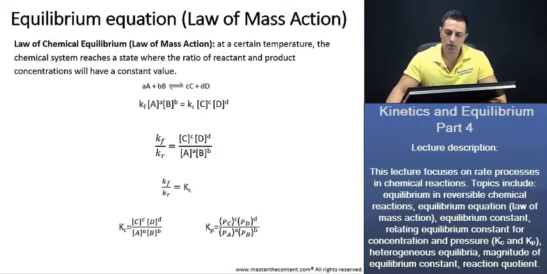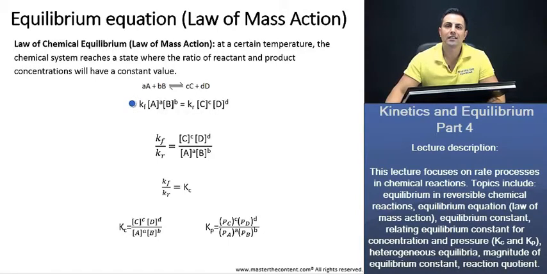The equilibrium equation, law of mass action. Just a reiteration of what we just said: the law of chemical equilibrium, the law of mass action. At a certain temperature, the chemical system reaches a state where the ratio of reactant and product concentrations will have a constant value. And at that point, what's given is the equilibrium constant, as we will see. So at equilibrium, when the forward reaction is equal to the reverse reaction, that's what's being demonstrated here.